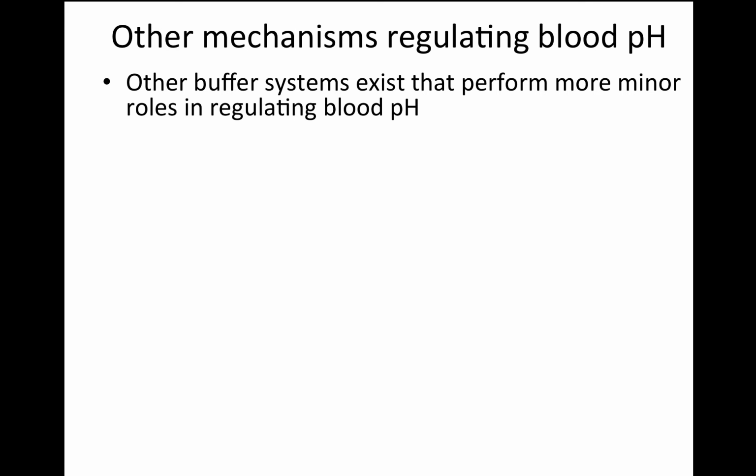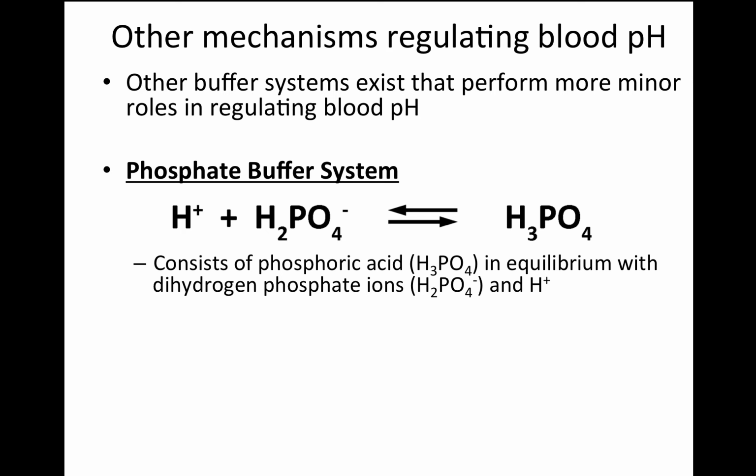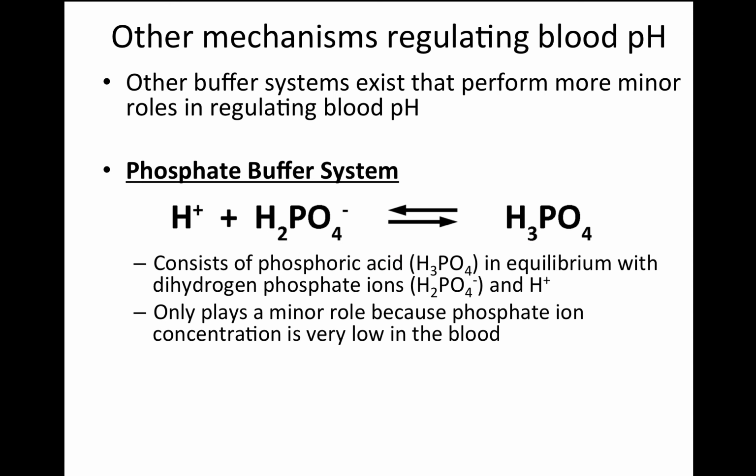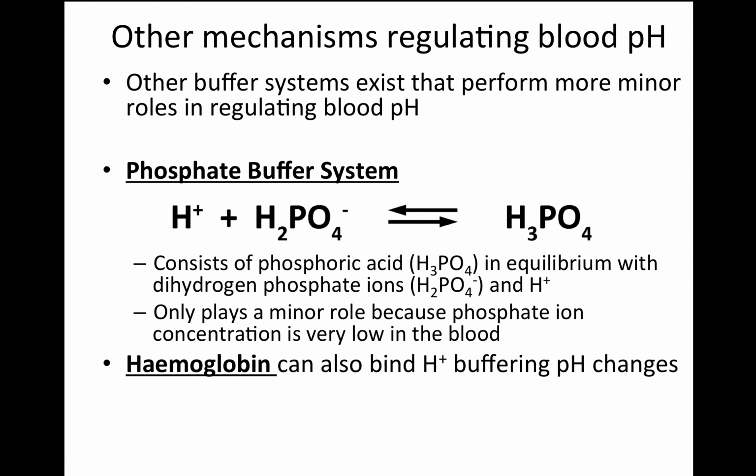Other buffer systems exist that perform more minor roles in the regulation of blood pH. The phosphate buffer system consists of phosphoric acid in equilibrium with dihydrogen phosphate ions and hydrogen ions. Similar in nature to the bicarbonate buffer system, elevated levels of hydrogen ions cause a shift in the equilibrium reaction to the right, which effectively sequesters the hydrogen ions into phosphoric acid molecules. However, this system only plays a minor role in regulating blood pH because phosphate ion concentration in the blood is very low.